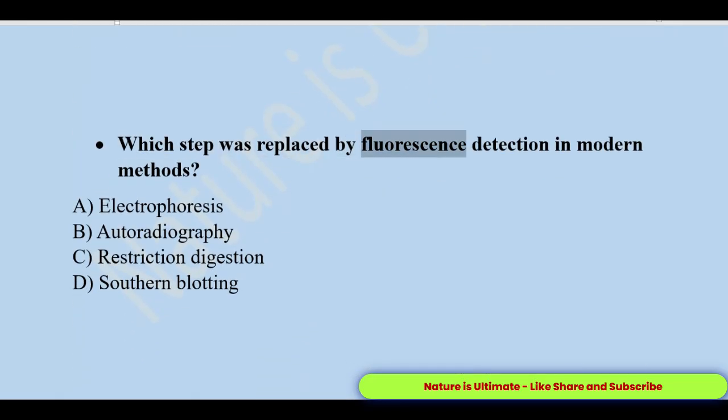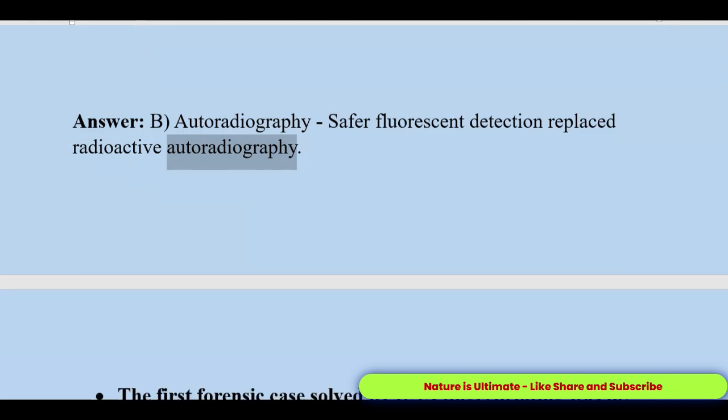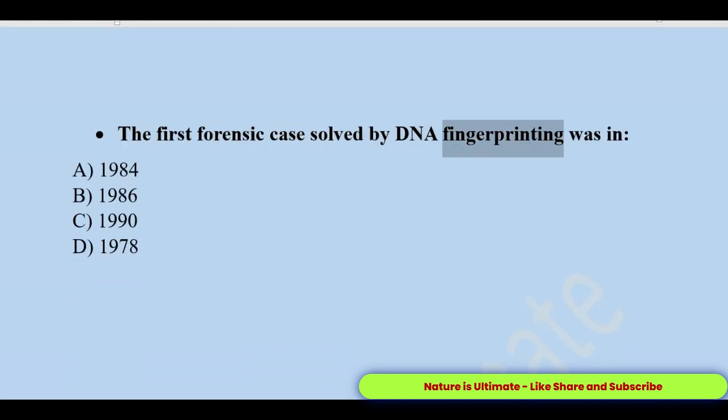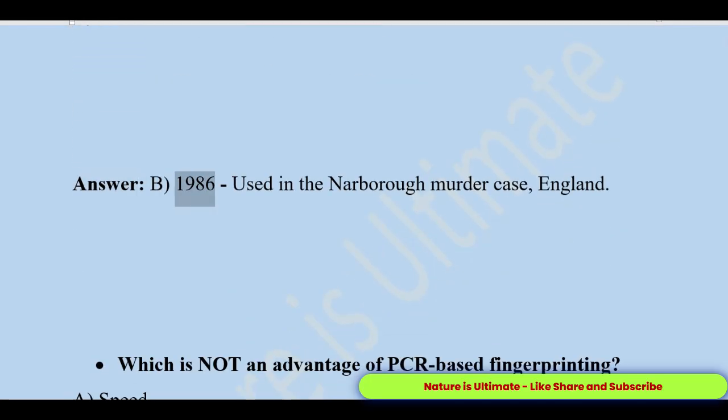Which step was replaced by fluorescence detection in modern methods? A. Electrophoresis. B. Autoradiography. C. Restriction digestion. D. Southern blotting. Answer, B. Autoradiography. Safer fluorescent detection replaced radioactive autoradiography. The first forensic case solved by DNA fingerprinting was in A. 1984. B. 1986. C. 1990. D. 1978. Answer, B. 1986, used in the Narborough murder case, England.